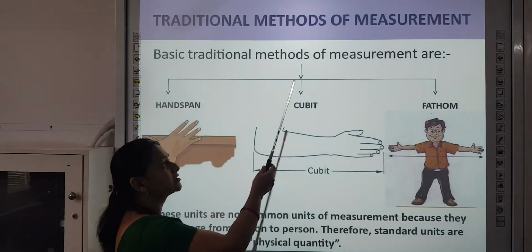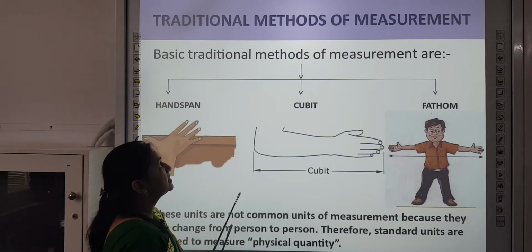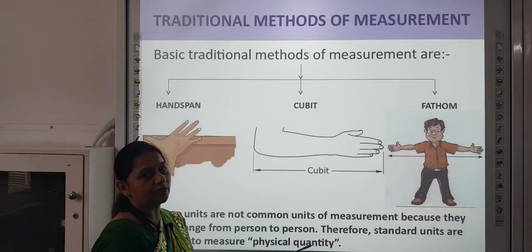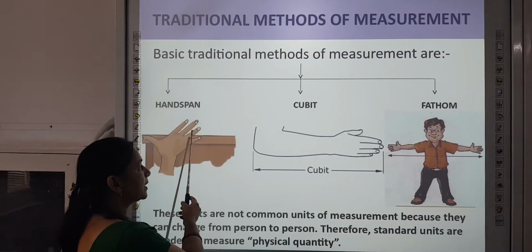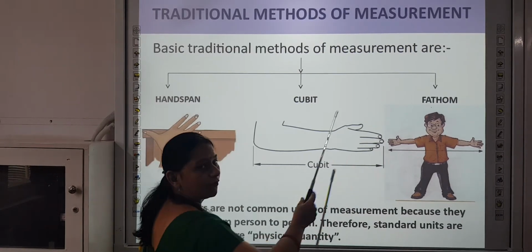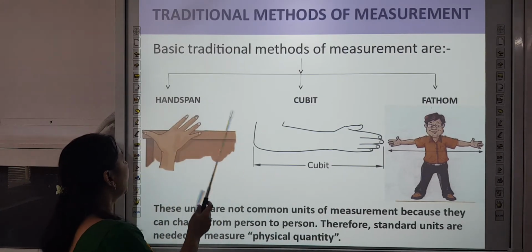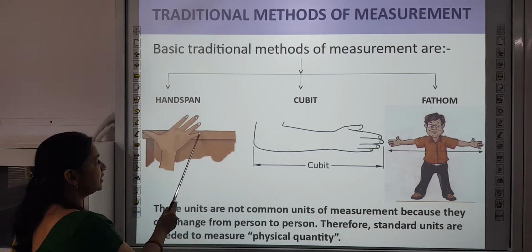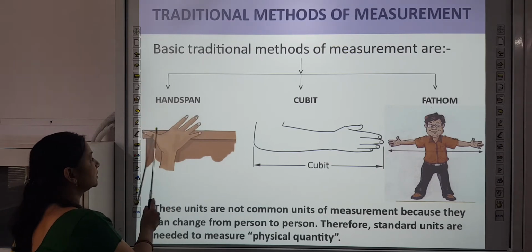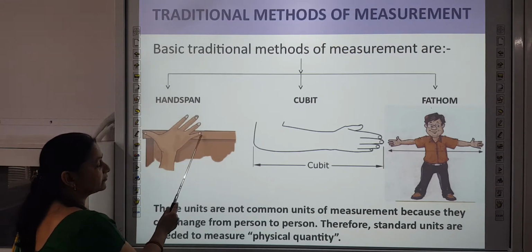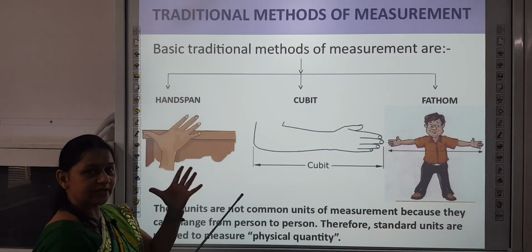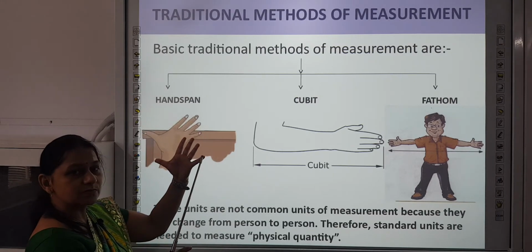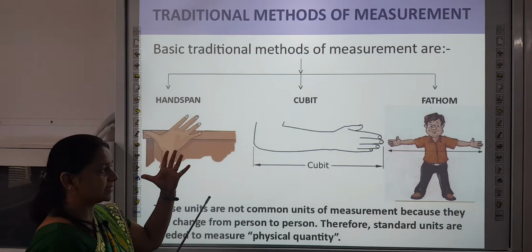Now, traditional methods of measurement. These are the measurements which were used by earlier people. Earlier, when units of measurement were not there, they used to use the handspan, cubit, and fathom for the measurement of things. Handspan is the distance from the tip of the thumb to the tip of the small finger of a fully stretched hand, like this. This distance from the thumb to the tip of the small finger is known as the handspan.